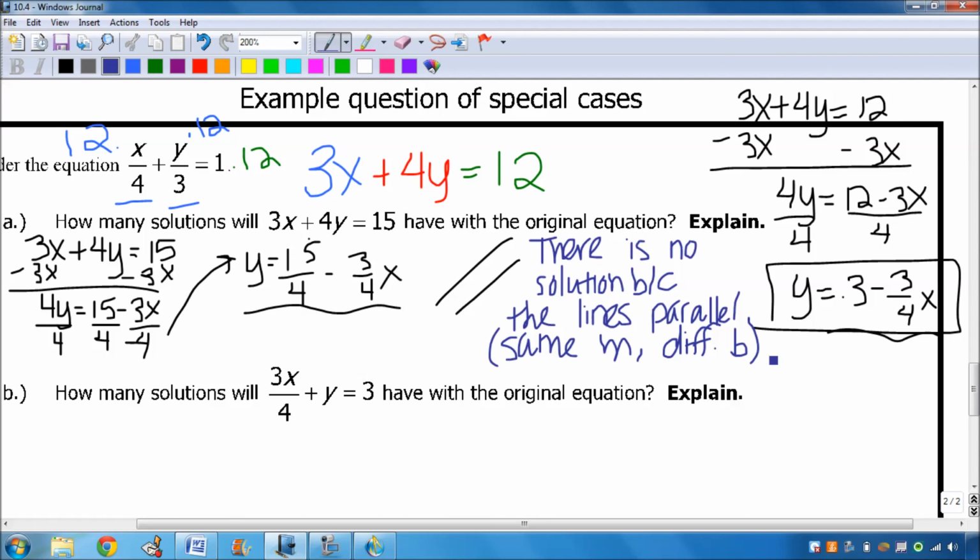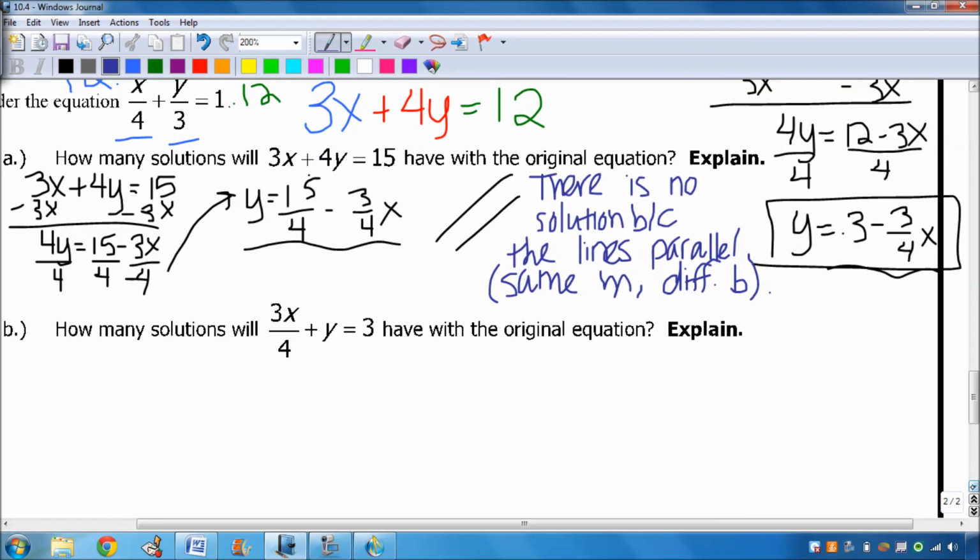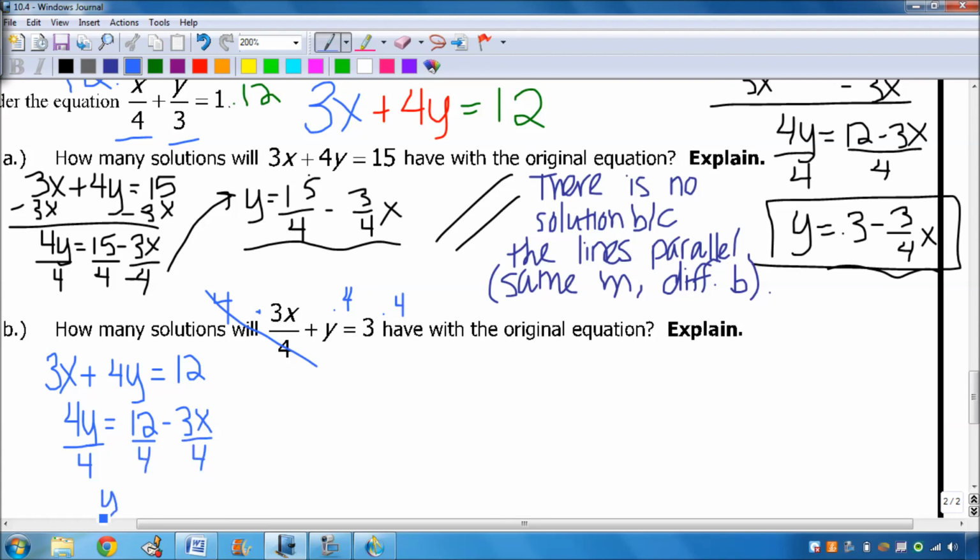All right, so now let's take a look at part B. Part B says, how many solutions will 3x over 4 plus y equals 3 have? Well, this time I have another fraction that I want to get rid of. So I'm going to multiply everything by the common denominator. There's only one denominator, and that's 4, so I'm going to multiply everything through by 4. This 4 and this 4 cancel each other out. So I end up getting 3x plus 4y equals 12. Subtract the 3x from both sides, you end up getting 4y equals 12 minus 3x. Divide everything by 4, and you end up getting y equals 3 minus 3 over 4x.